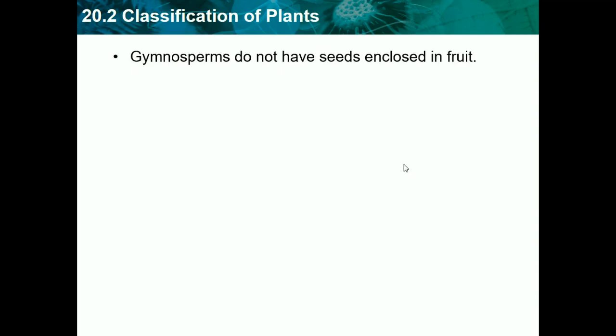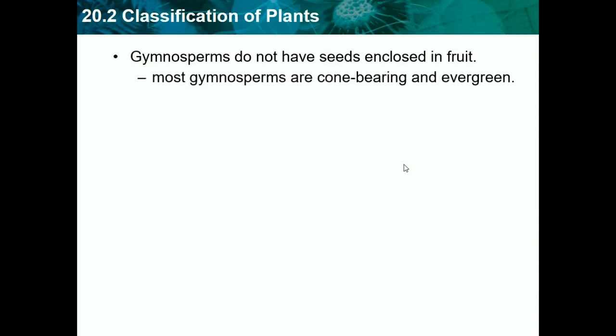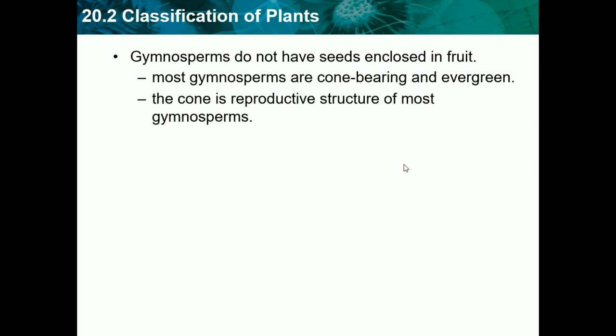Gymnosperms do not have seeds enclosed in fruit. Most gymnosperms are cone-bearing and evergreen. So we need to know what a gymnosperm is. We have to remember that a gymnosperm does not have seeds enclosed in fruit, so they basically don't have protection around their seed. Most are cone-bearing and evergreen. We don't need to know that exactly, but it's good to know.